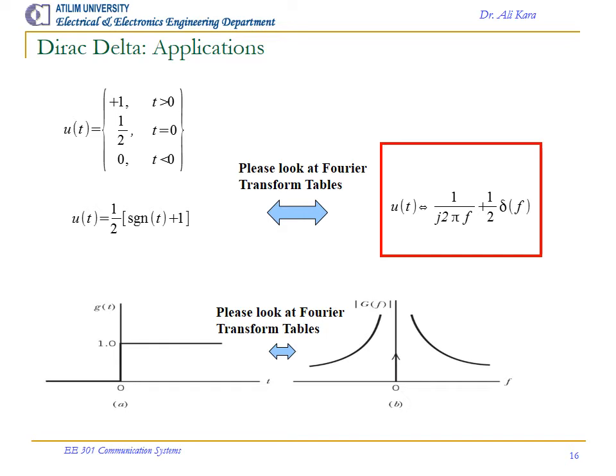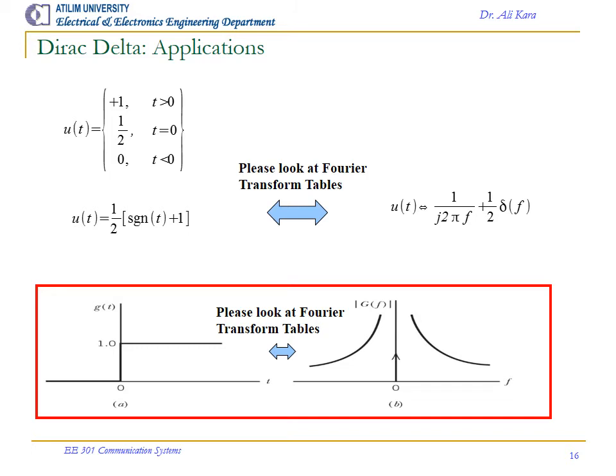Using the linearity property of the Fourier transform and the corresponding Fourier transform pairs, we find that the unit step function is represented by the Fourier transform pair 1 over j2 pi f plus 1 over 2 times Dirac delta of f. This means that the spectrum of the unit step function contains a delta function weighted by a factor of 1/2 and occurring at 0 frequency.